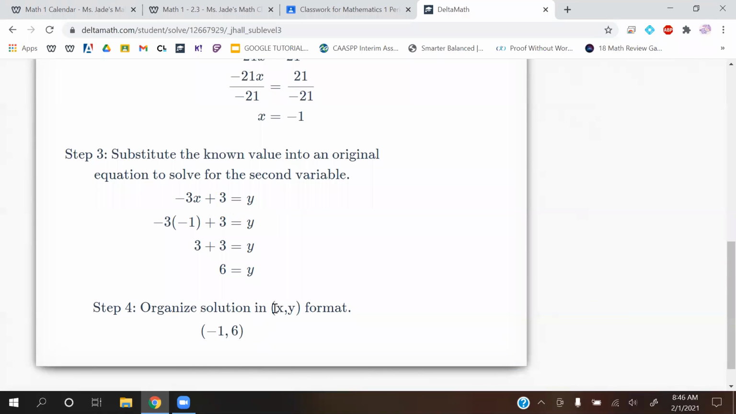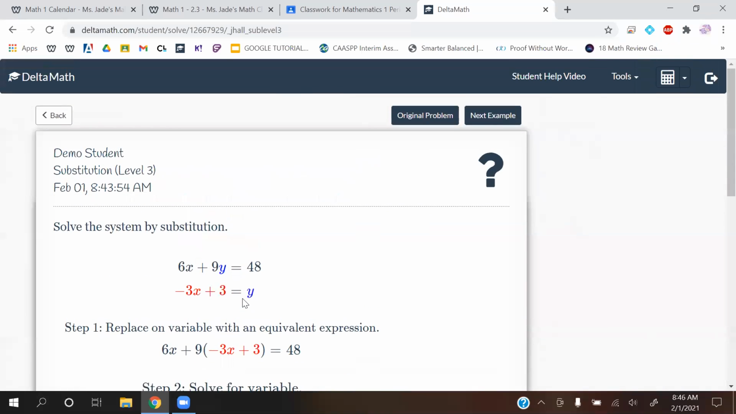Then you just put it into xy format. Remember, x is negative 1, so you put that first. Y is 6, so you put that next. It's pretty much just like the problem we did earlier, except now a slightly more complicated equation. Okay, so that's substitution level 3.